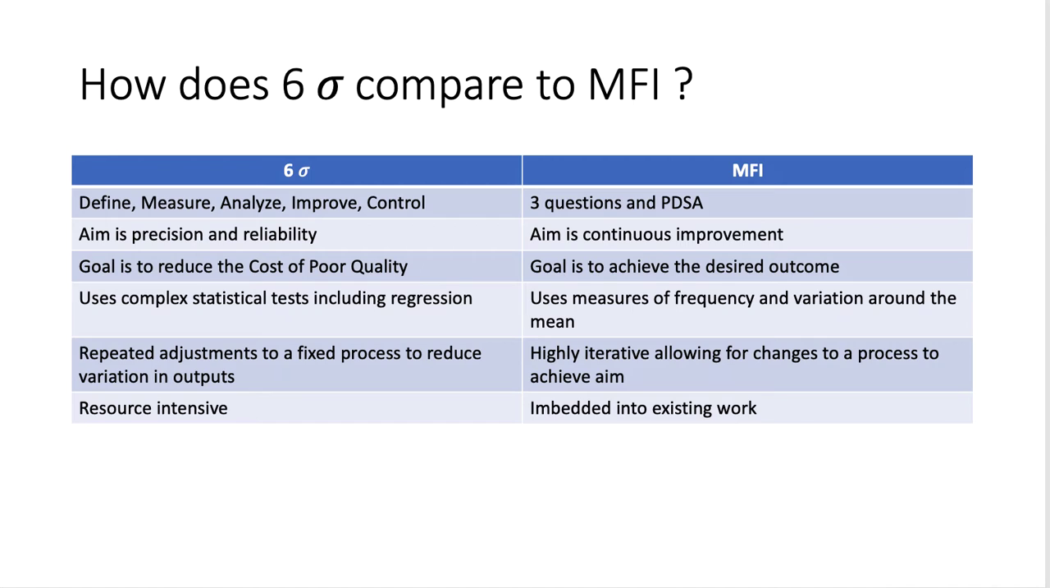Repeated adjustments to a fixed process to reduce variation in outputs is what you'll find in Six Sigma. In MFI, a highly iterative, that is back and forth, allowing for changes to a process in real time to achieve an aim. And Six Sigma is resource intensive, whereas MFI can be embedded into existing work.